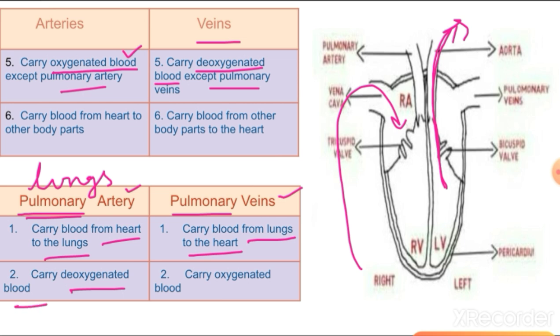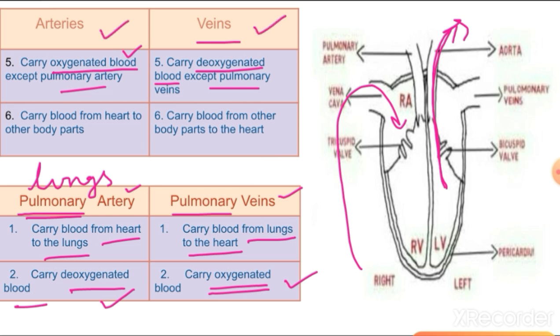It takes the blood to the lungs, and in the lungs we have alveoli. Through the alveoli it gets oxygenated, and from there the pulmonary vein brings the blood to the heart. So the pulmonary veins bring oxygenated blood. This is how the pulmonary veins carry oxygenated blood and pulmonary arteries carry deoxygenated blood, which is in contrast to the function of arteries and veins.